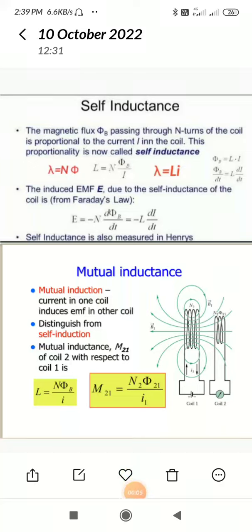Today I speak about self-inductance and mutual inductance from the electrical circuit. So first of all, what is self-inductance?